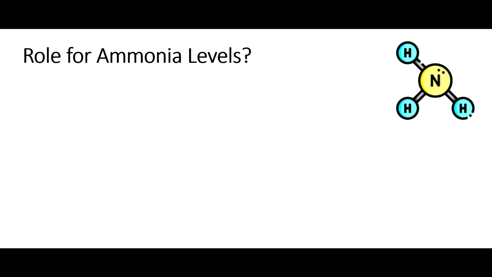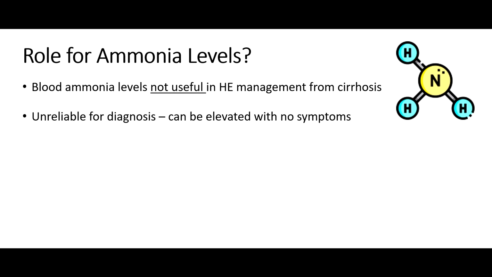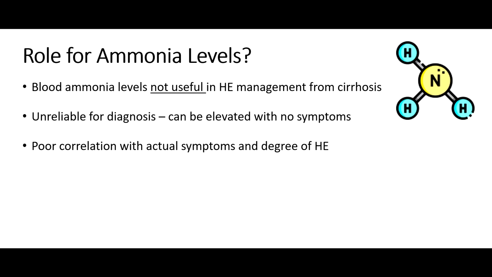All right, so let's talk about ammonia. That's always a big question that we get. So what is the role for ammonia levels as a tool? They really are not useful in hepatic encephalopathy management with chronic known liver disease. They're unreliable for the diagnosis. They can be elevated when there's no symptoms, and so titrating medications to treat just a number is not the right thing for these patients. So you do not want to titrate just based on that level. They're very poorly correlated with actual symptoms and degree of encephalopathy, and so they are not necessary in the diagnosis.